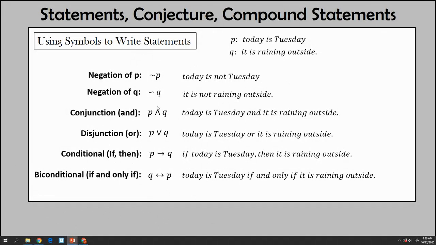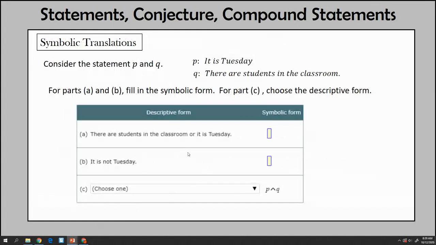So again, we're still working with statements. We're just using symbols. All right, consider these two statements. P represents the statement, it is Tuesday. Q represents the statement, there are students in the classroom. For parts A and B, fill in the symbolic form. For part C, choose the descriptive form.